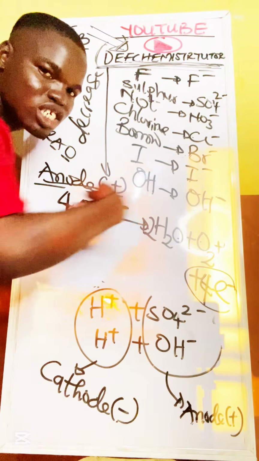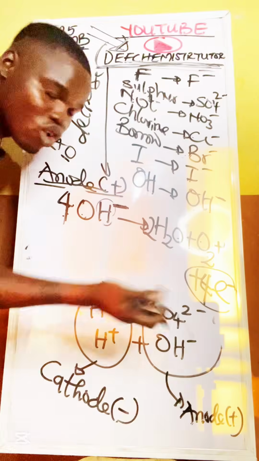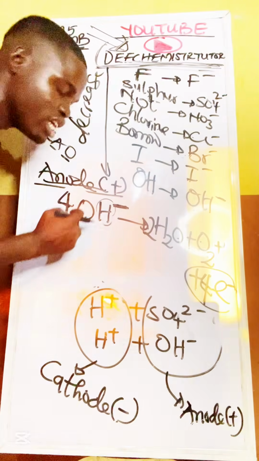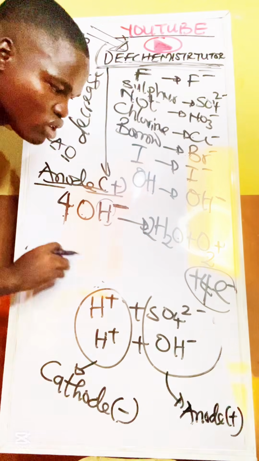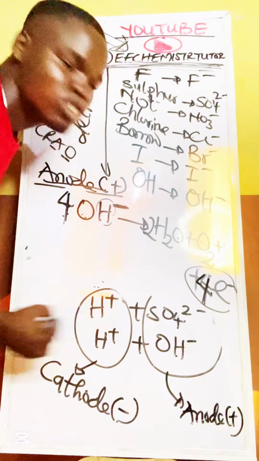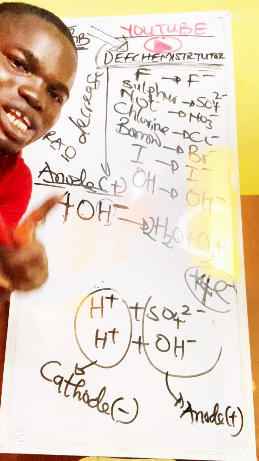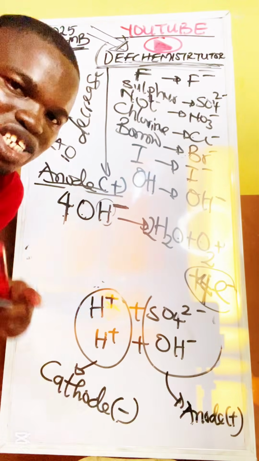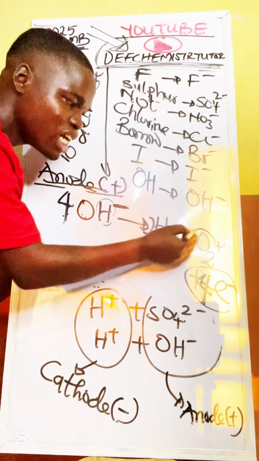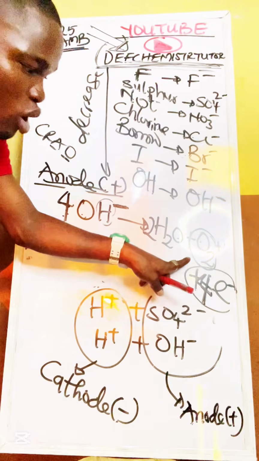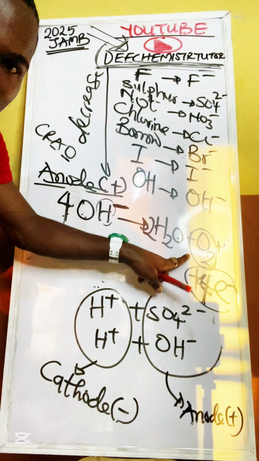Because how will it be lost? It will be going to the other side, right? Or some textbooks will say when you bring this one here, it will be negative. But don't worry, don't let me disturb you with that. So it will be going to the other side. So the question is, what is being liberated at the anode for electrolysis of acidified water? Oxygen gas. And it is 1 mole.